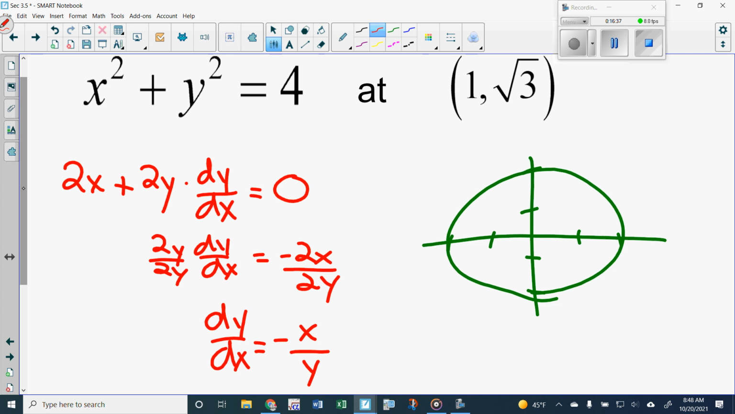So you'll notice our tangent line's slope depends on the x and y. If it's up here in the first quadrant, x and y are positive, so the slope of my tangent line is negative. If it's in the second quadrant, my x is negative, so negative x over y becomes positive. Down here, they're both negative, so you end up with three negatives, so it's negative, and then the same. So you can see how that fits our graph.